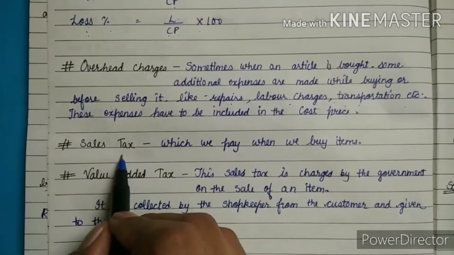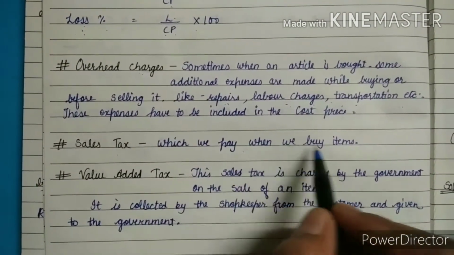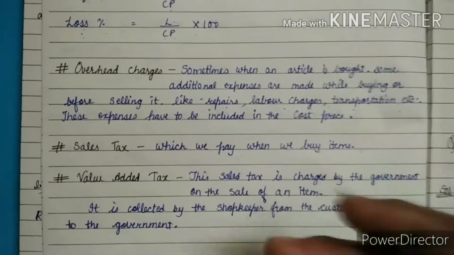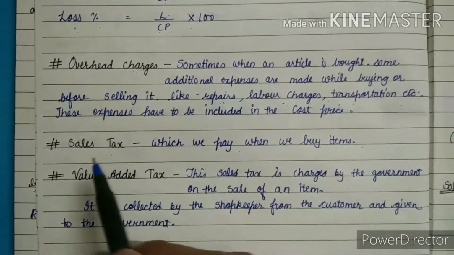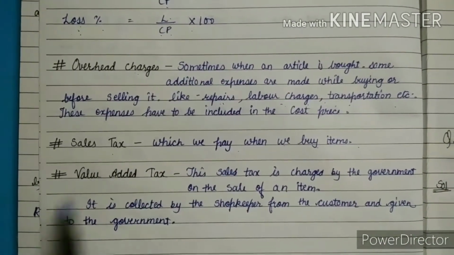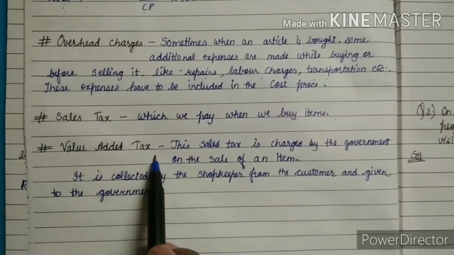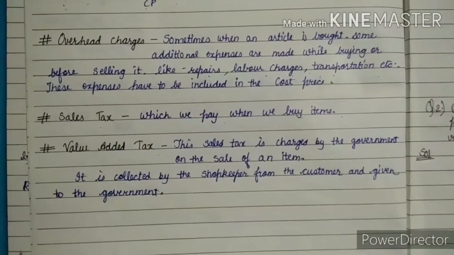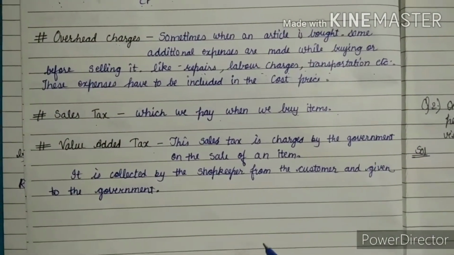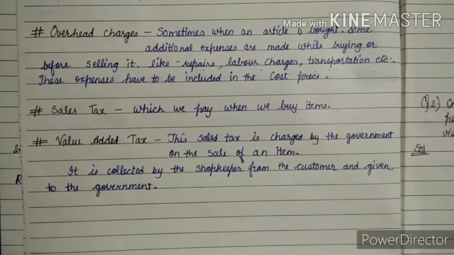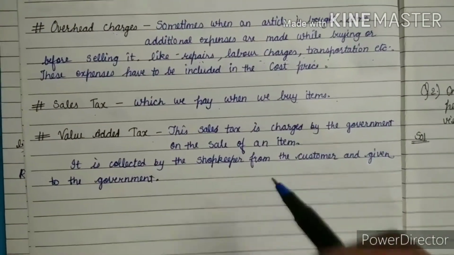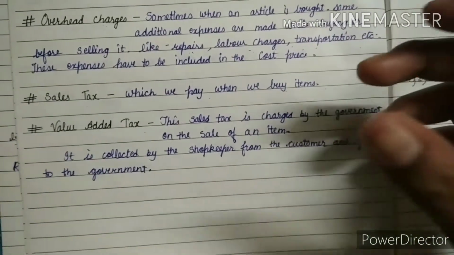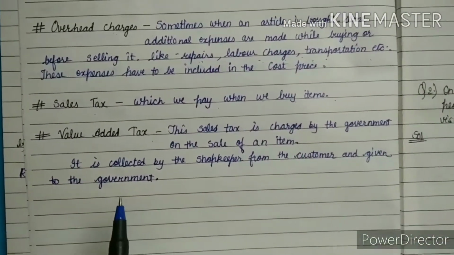Now sales tax, which we pay when we buy an item. Whenever we are buying some items, we are paying sales tax. One more thing is value added tax. Value added tax is charged by the government on the sale of an item. It is collected by the shopkeeper from us, and the shopkeeper gives it to the government.